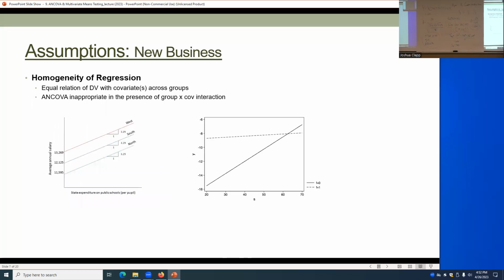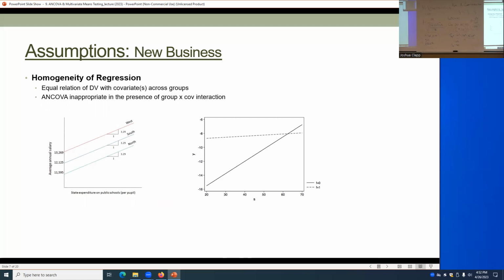Okay. New with ANCOVA, we have a homogeneity of regression assumption. What this is saying is that we're assuming you have an equal association between my covariate and my dependent variable across my different groups. If I have an interaction of my grouping variable and my covariate, then ANCOVA is problematic.